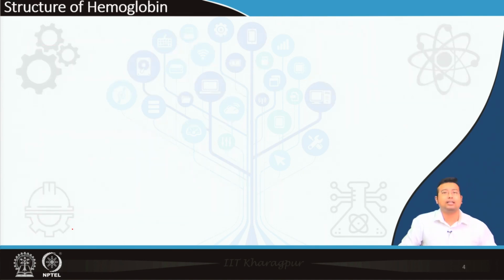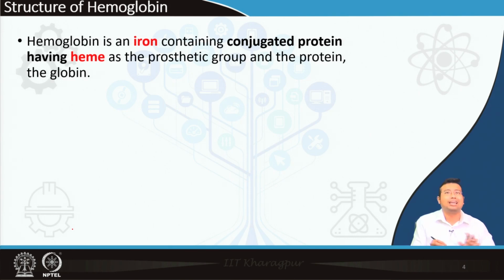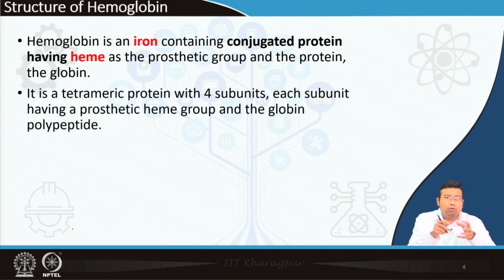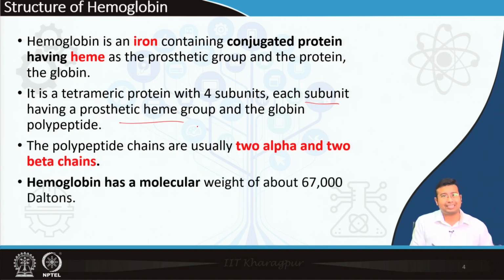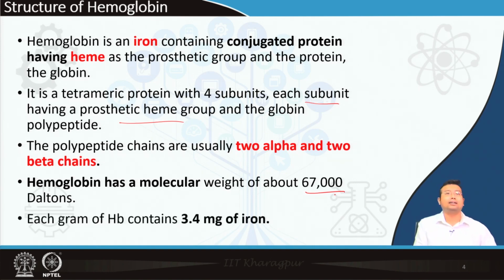With this basic knowledge of RBC, we should also have some basic knowledge about the structure of hemoglobin. We already know it is an iron containing conjugated protein that has heme and globin. Heme is the actual prosthetic group and the protein is globin. If you look at the structure, it is a tetrameric protein with 4 subunits, each subunit having a prosthetic heme group and a globin polypeptide. 2 alpha and 2 beta form the tetramer. The molecular weight is 67 kD, or 67,000 Dalton. And each gram of hemoglobin, mind it, hemoglobin unit is gram per deciliter, contains 3.4 mg of iron.